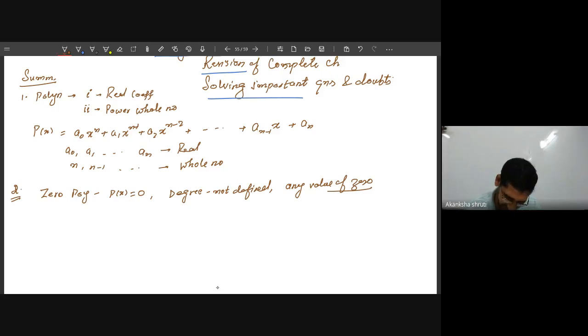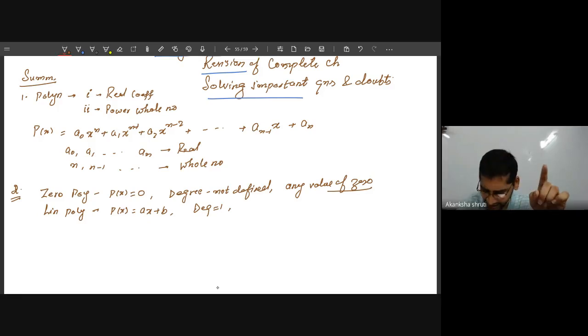Okay. Then there was the linear polynomial, where the degree was 1, written as ax plus b. The degree was 1. Okay. And you have only one value of x, means only 1 zero you can get.